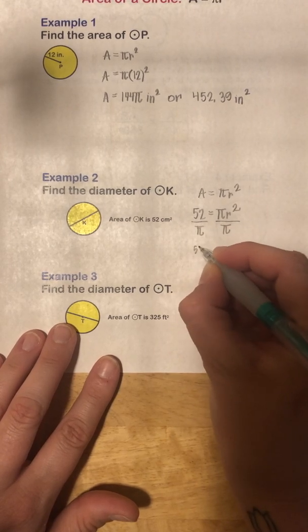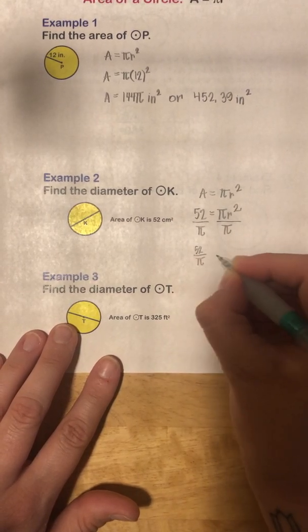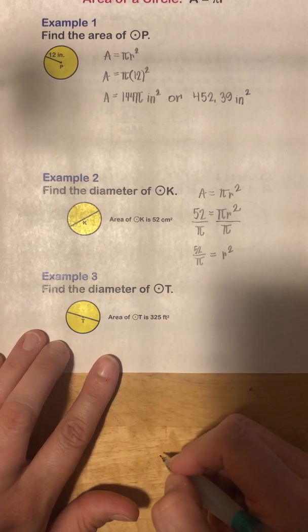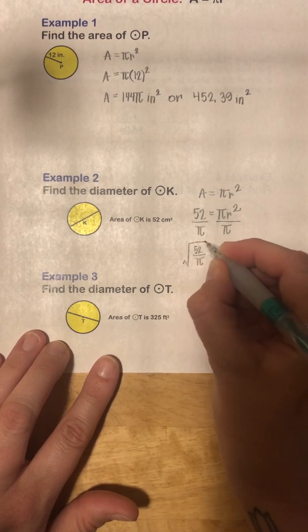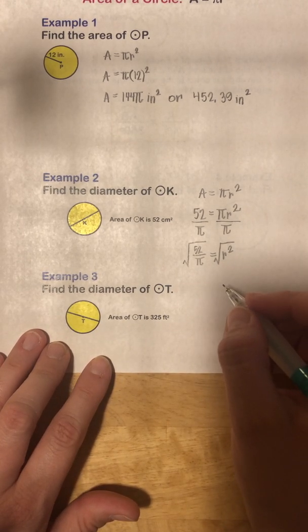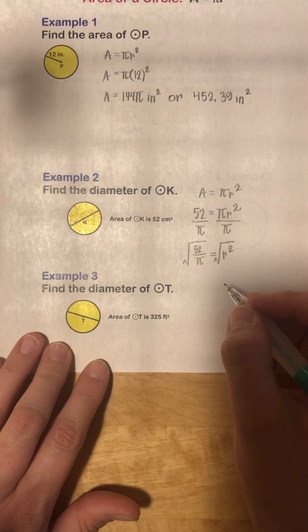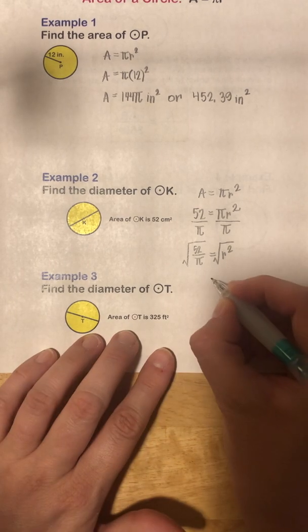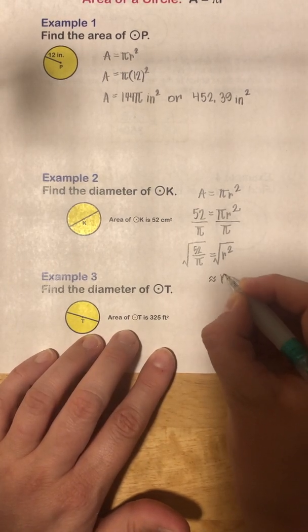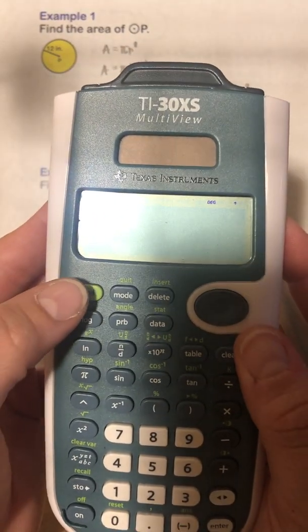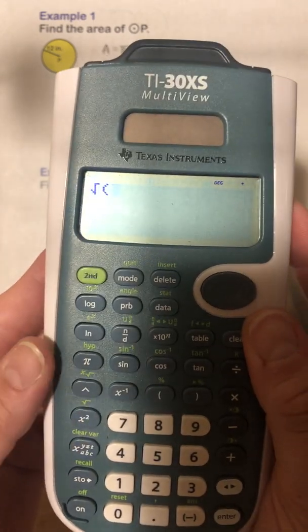So right now I have 52 over pi equals r squared. And then I need to get r by itself. And the way to do that, we got to get rid of that squared. So we're going to square root. Now, anytime you square root both sides, we include plus or minus, but for this particular problem, we will not include plus or minus because you can't have a negative radius because that represents a length. So I'm going to use the approximate symbol because I already know this isn't going to come out to be a nice, pretty answer.